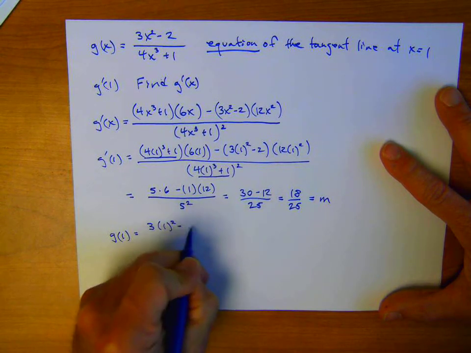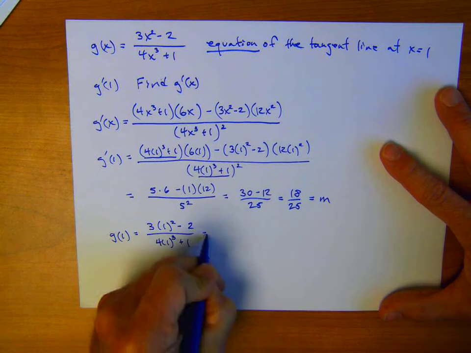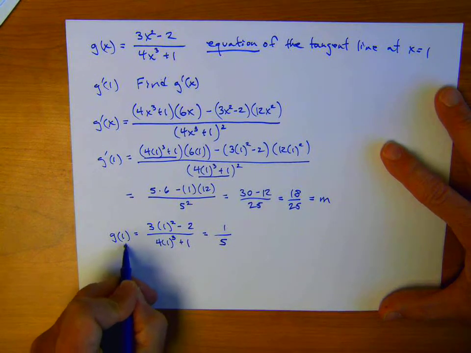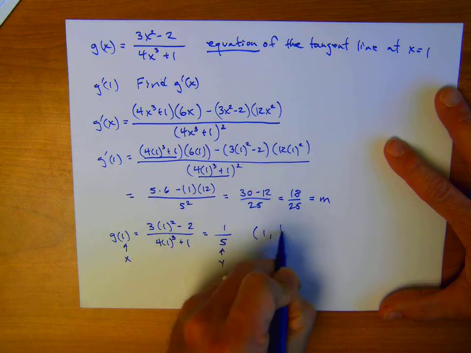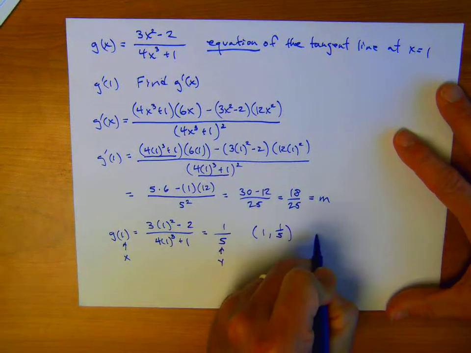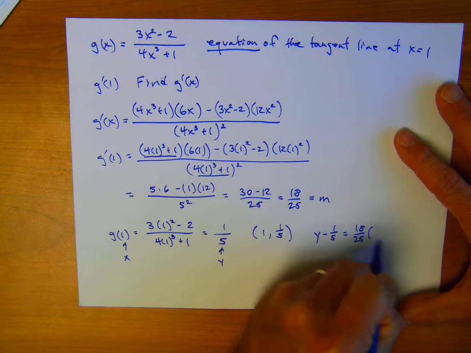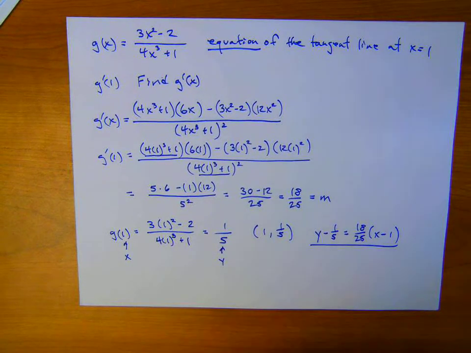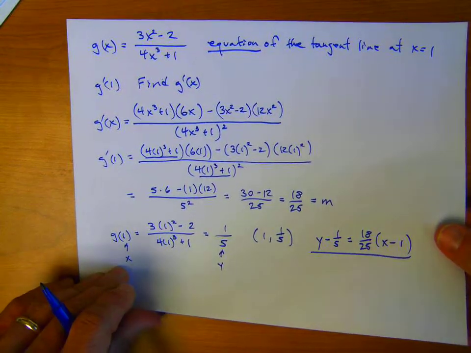Well, that's going to be 3 times 1 squared minus 2 over 4 times 1 cubed plus 1. Well, that's 1 over 5. So this is my x value. There's my y value, so the point is 1, 1/5. Here's my slope, so I have y minus 1/5 equals 18 over 25 times x minus 1. There's the equation of my tangent line. Okay, so that was one more example. And then I'm going to finally do one last example using the quotient rule.